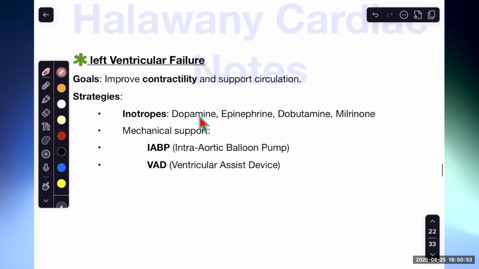LV failure. Dopamine. Who will use dopamine? Whoever wants to use dopamine, raise up his hand and get out of the lecture.